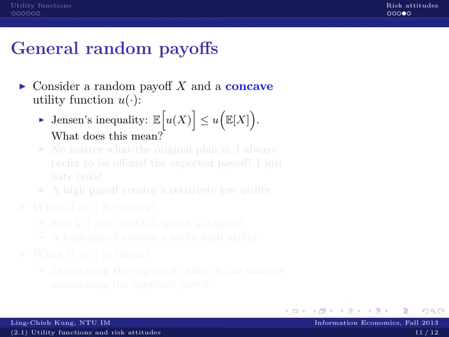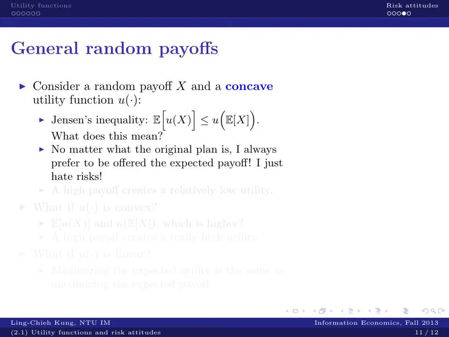I don't know what's the amount I'm going to get, and a concave utility function. Let's assume I have a concave utility function. Then I know this. What's this? This is given by Jensen's inequality. The expected utility is less than or equal to the utility of the expected payment. Okay? What does that mean?